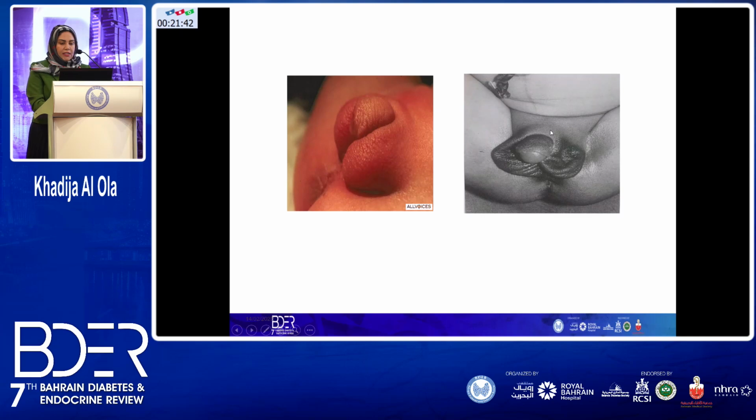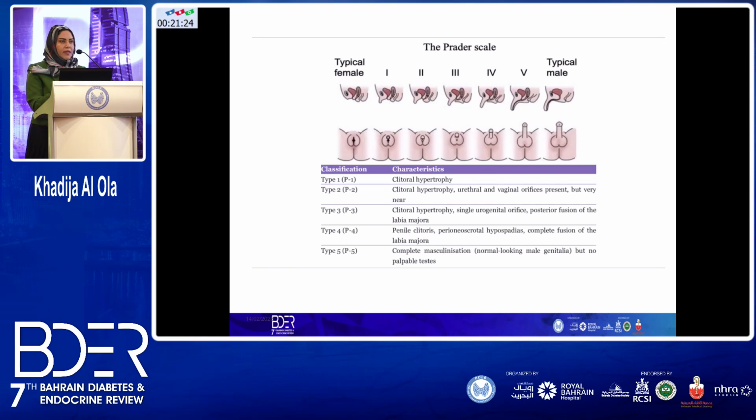And here is the genitalia. See this one, it's like a complete male genitalia. She is a 46XX with 21-hydroxylase deficiency, but we can see the scrotum is empty. Others can present with partial virilization. So we have a scale to classify the genitalia. We call it the Prader scale.